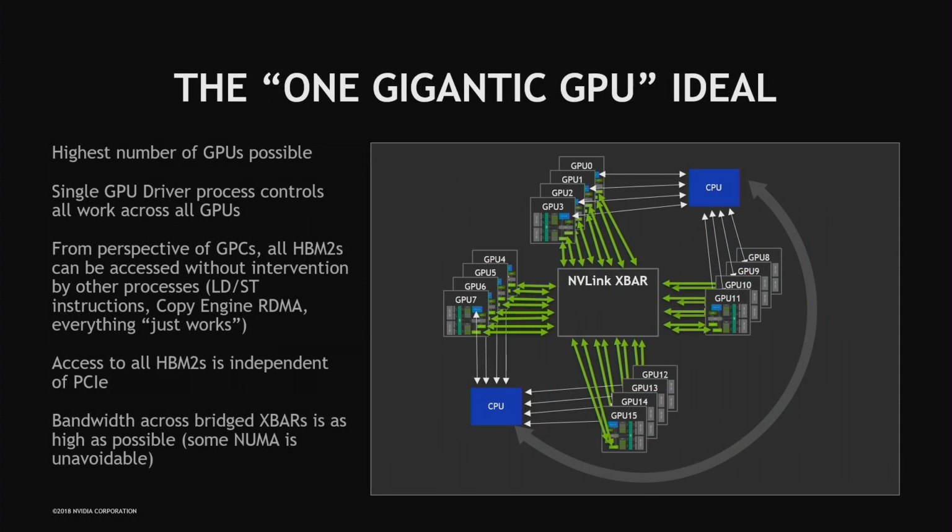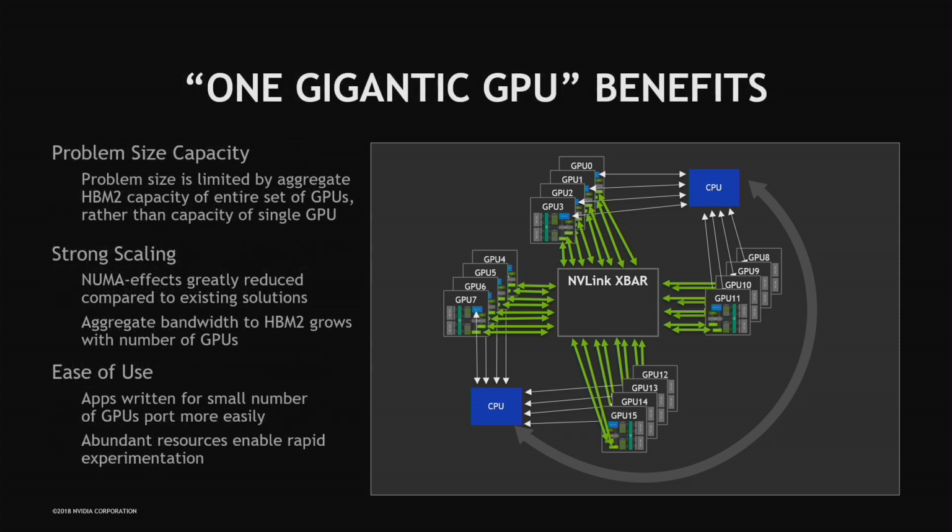So that brings us to our one gigantic GPU ideal, right? We want to take as many GPUs as we practically can and stick them all under one driver process, right? In this case, that driver process is running on a dual socket CPU cluster. And then we'd like to take all the NVLinks coming out of all the GPUs and put them in some sort of big NVLink crossbar, right, that has as much bandwidth as we can possibly provide. And if we do that, hopefully we'll get something that does look a lot like one giant GPU to the programmer.